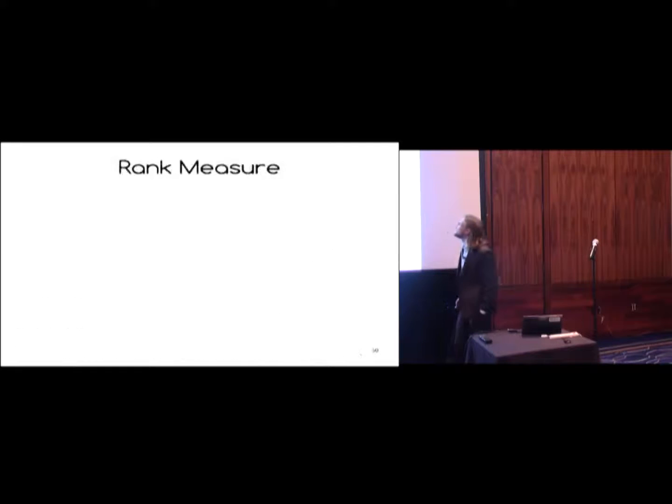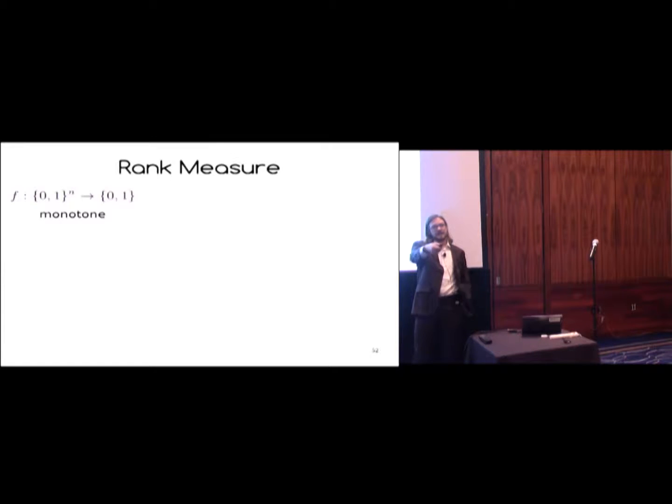Okay, so how do we do that? Well, let me talk about the rank measure. So this is a complexity measure that was introduced by Razborov. So what is it? Well, let's first fix a monotone Boolean function. So let's remember that just means if I take an input to the function and I flip a bit from 0 to 1, that can't flip the output from 1 to 0.